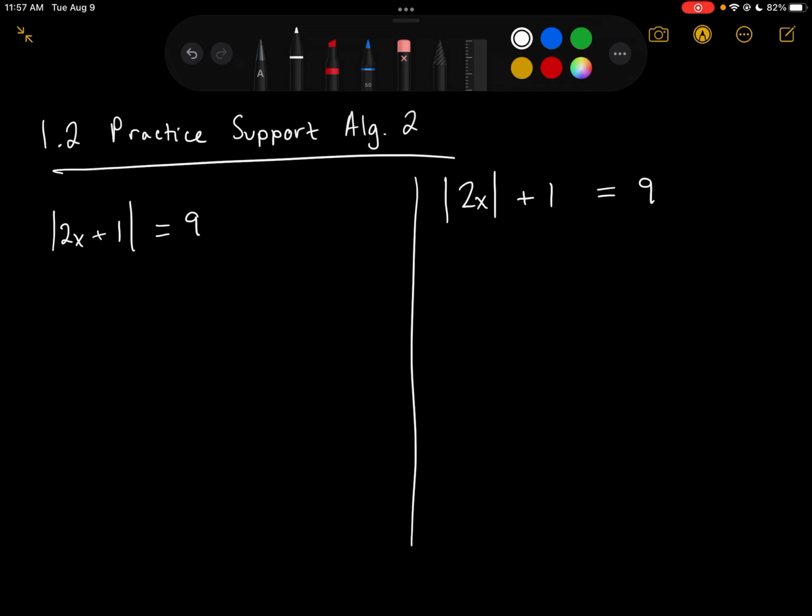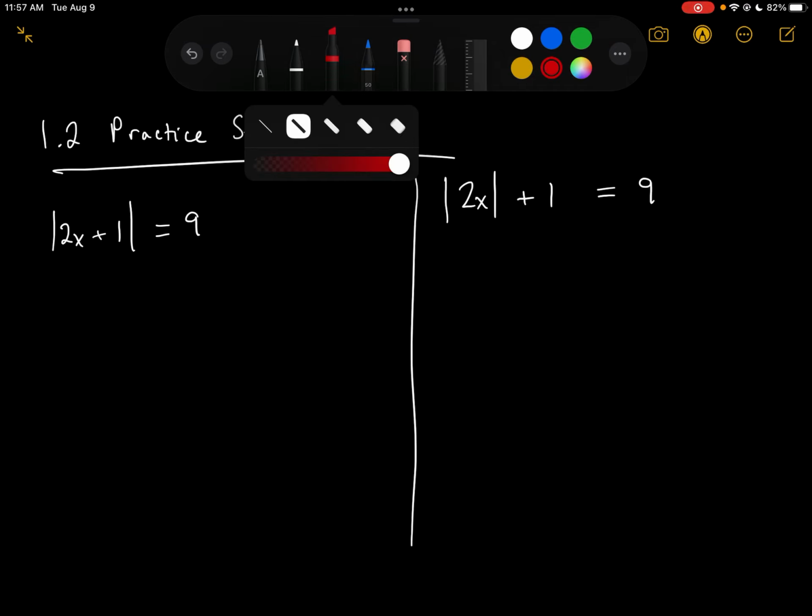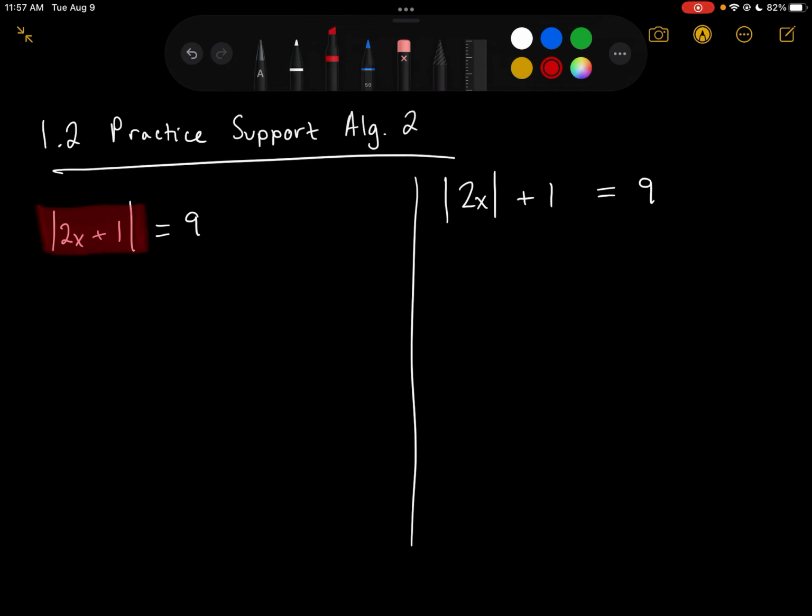So just remembering the steps from our notes on solving absolute value equations, we have to first make sure that the entire absolute value occupies one side of the equation completely by itself. So for example, if we look at the one on the left here, we'll call this question number 1. We see that the absolute value is the only thing that we see on the left side of the equation.